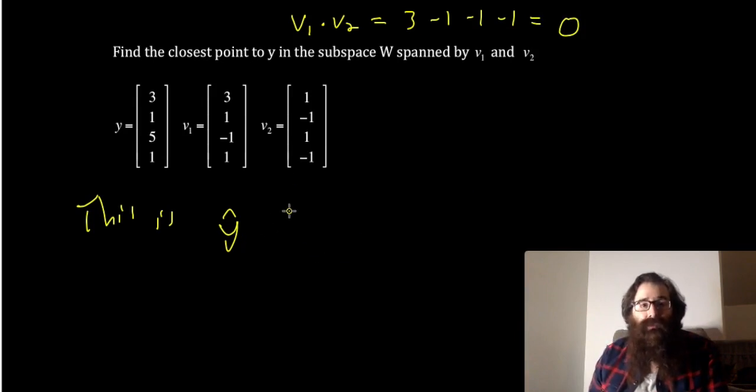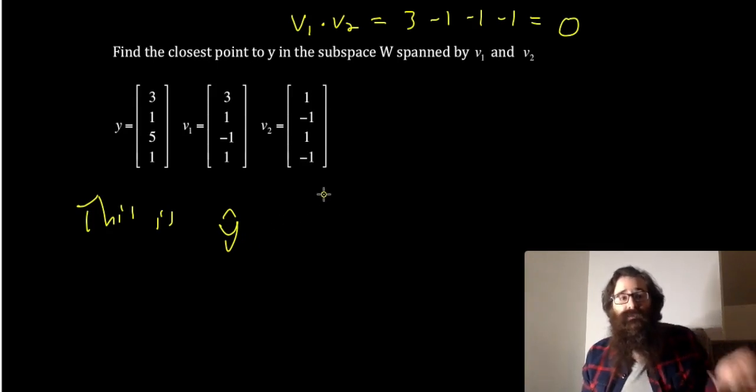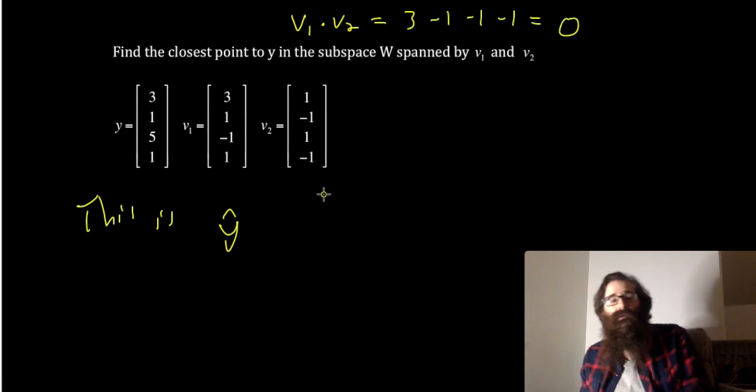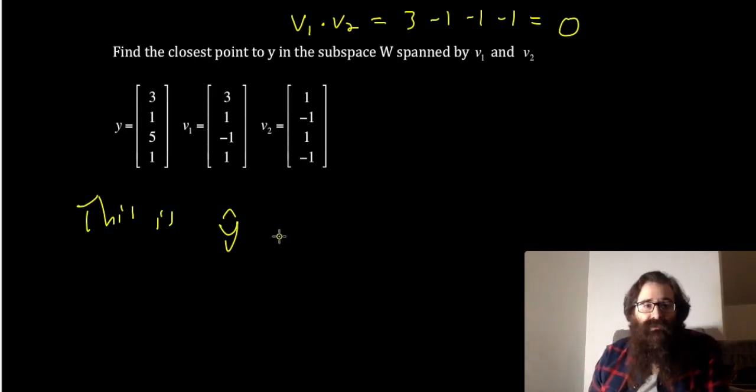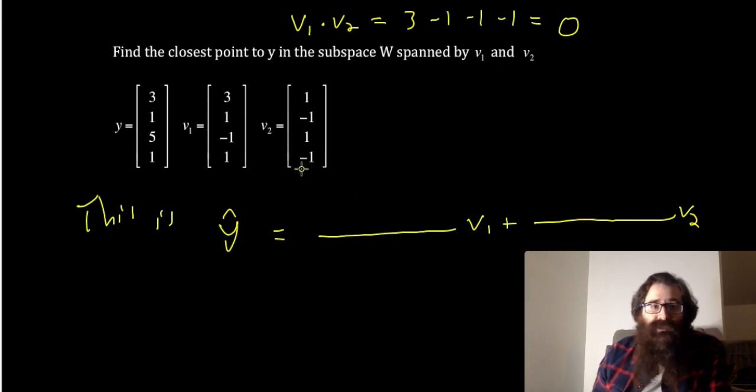So then I can find this closest point to y in the subspace spanned by v1 and v2 as the projection. That's what the best approximation theorem says. It says the projection is going to give us that closest point. So that's y hat, which is equal to some coefficient on v1 plus some coefficient on vector v2. Let's build these coefficients. Y dotted with v sub 1 is up first. 3 times 3 gives me 9. 1 times 1 gives me 1. 5 times negative 1 gives me negative 5. 1 times 1 gives me 1. Divided by v1 dotted with itself. 3 times 3 gives me 9. 1 times 1 gives me 1. Negative 1 times negative 1 gives me 1, and 1 times 1 gives me 1.